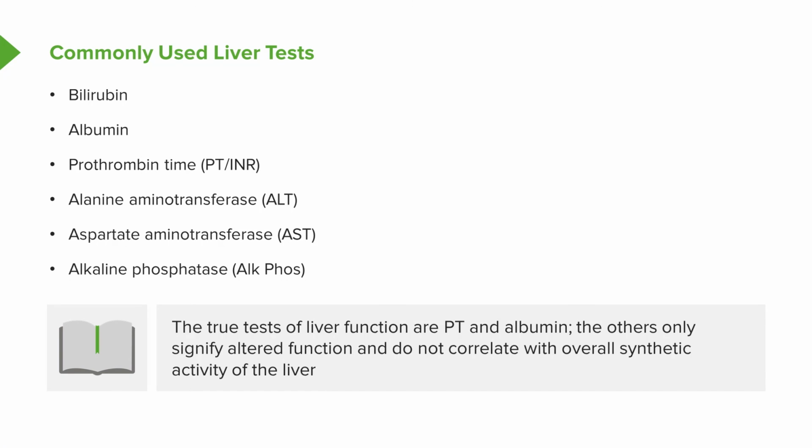Now the two tests of liver function are PT and albumin. So those are the two that you definitely want to focus upon, but absolutely understand that each one of the components that we're dealing with here will play an important role so that you can diagnose your patient properly. The others only signify altered function and do not correlate with overall synthetic activity of the liver. So of all of these, the two that actually give you proper functioning of liver include PT and albumin.